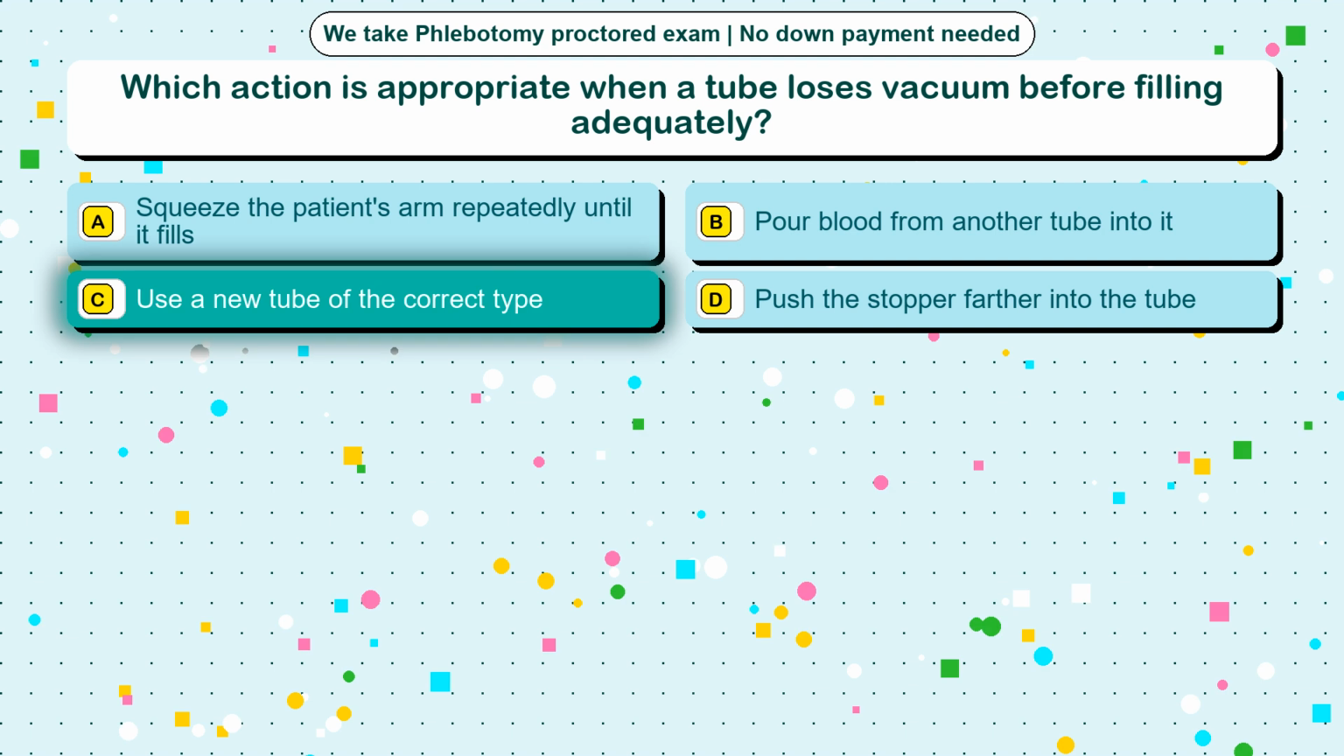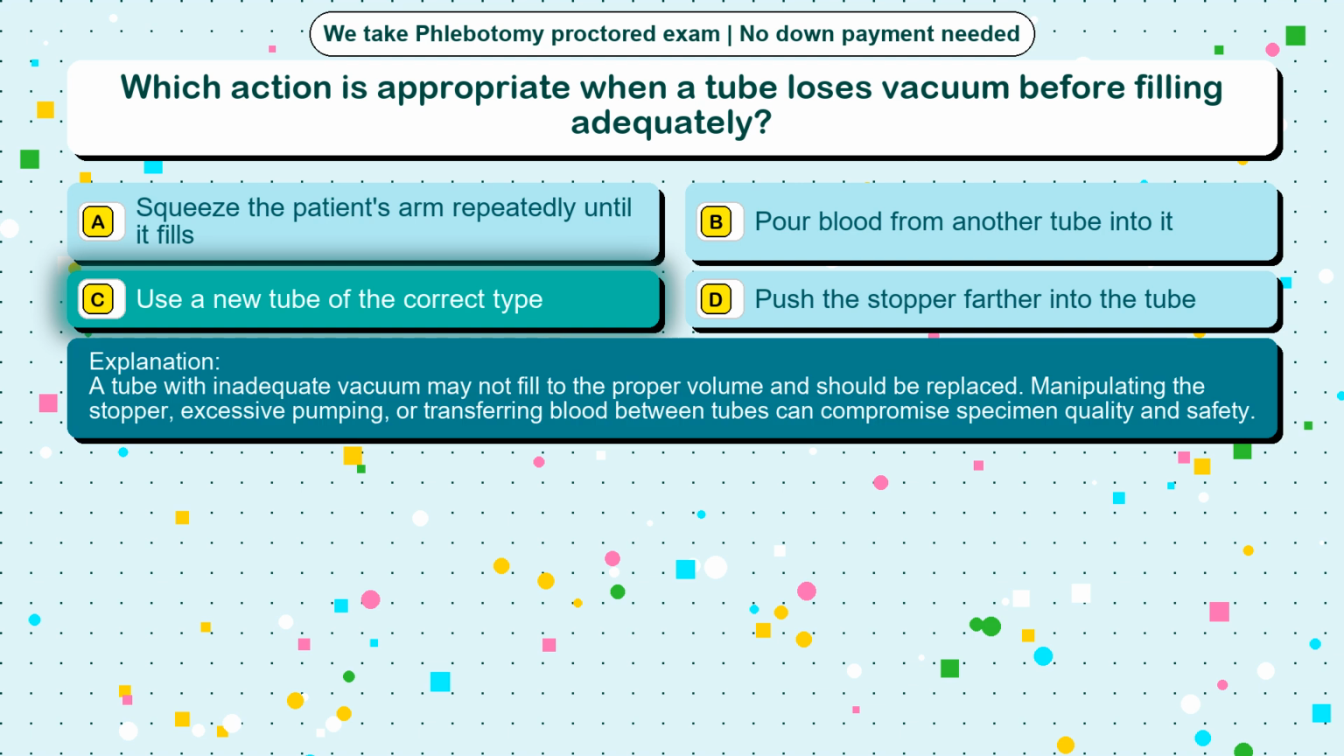The correct answer is option C. Use a new tube of the correct type. A tube with inadequate vacuum may not fill to the proper volume and should be replaced. Manipulating the stopper, excessive pumping, or transferring blood between tubes can compromise specimen quality and safety.